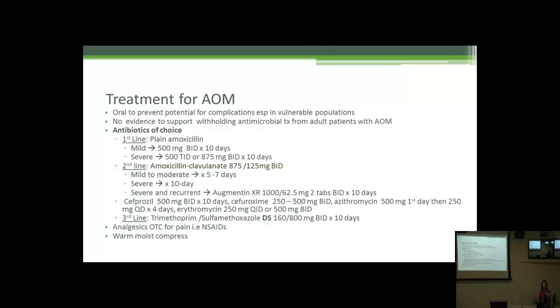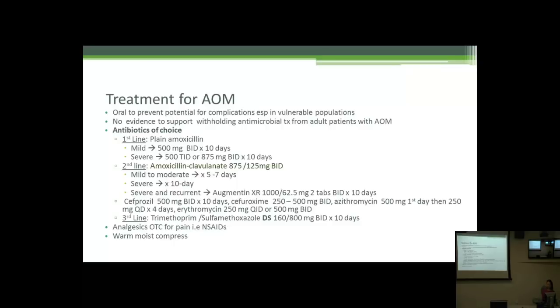And then the second line, if the plain amoxicillin has been tried and has failed, or they have a history of recurrent problems in the past, second line treatment would be Augmentin, also called amoxicillin clavulanate. And then again, based on how mild or how severe, the number of days that you're prescribing it would be appropriate. I generally prescribe 10 days because those are the patients that I see with more severe types of sinus problems, more recurrent problems. I usually go for a full 10 days.